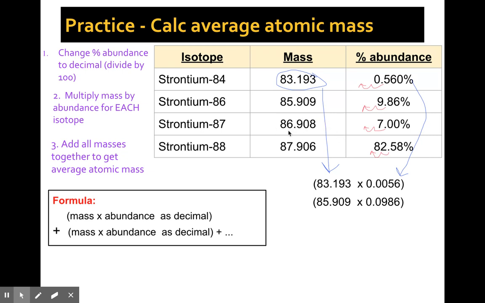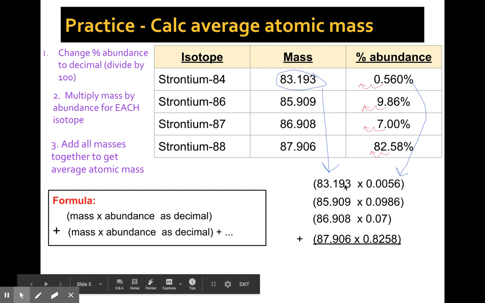We'll do the same thing for the third isotope, which has a mass of 86.908 and an abundance of 0.07. And then finally, we add our fourth isotope, which has a mass of 87.906 and an abundance of 0.8258. Once you have all of those values, you add them up, and you should get 87.613. Since these mass numbers just went to 3 decimal places, that's how we'll round our final answer.